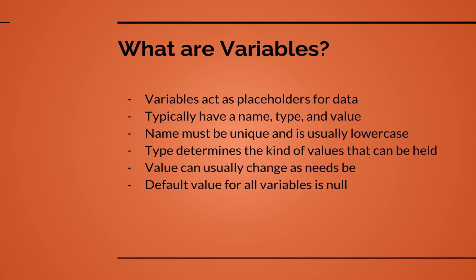Typically, variables have a name, type, and value associated with them. The name of the variable must be unique, so we can't have two different variables with the same name. It's usually lowercase, or actually camel case, and also should describe what that variable is holding. For example, if there's a variable to represent an age, it should be called age, or something similar. The type of a variable determines what kinds of values that variable can hold, and then the value can usually change as needs be. Sometimes we want it to not change, but we'll get into that later, and we'll discuss type a little later on as well.